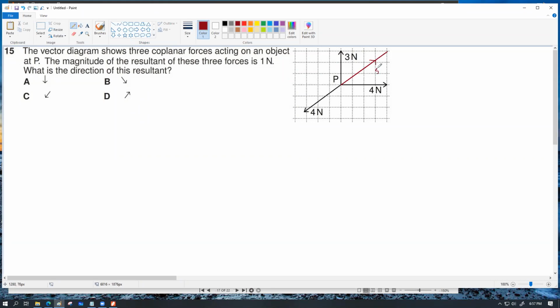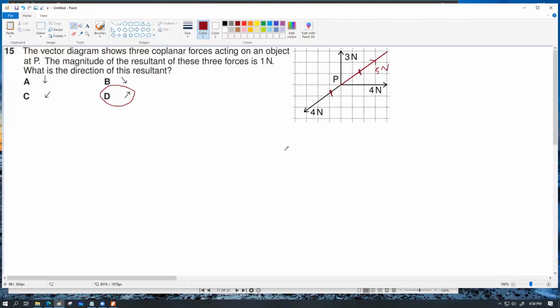Now, this is 5 Newton and this is 4 Newton. How much would be the resultant of these two only? In which direction should this resultant work? Upward right. So, D is your correct response. There you go. So that's the trick.